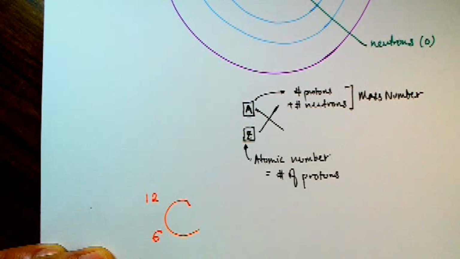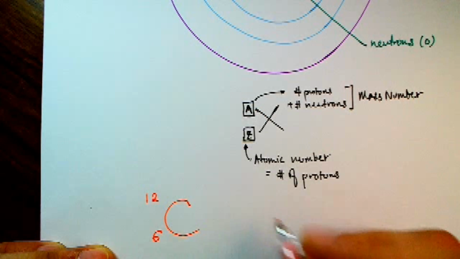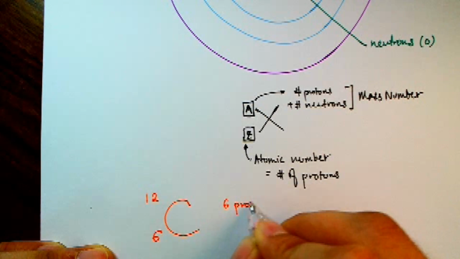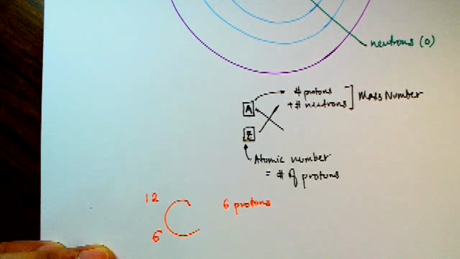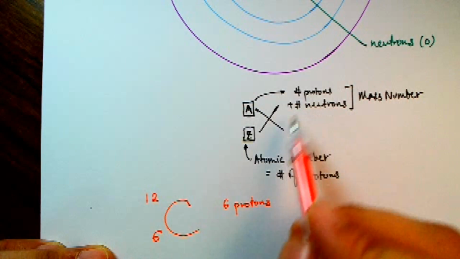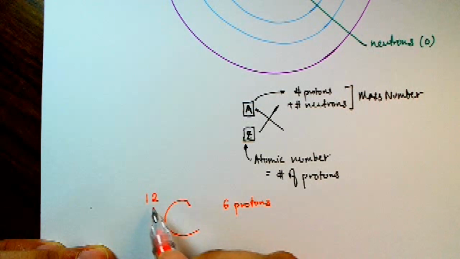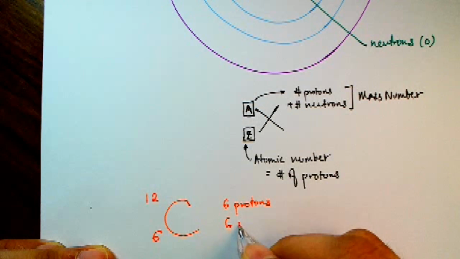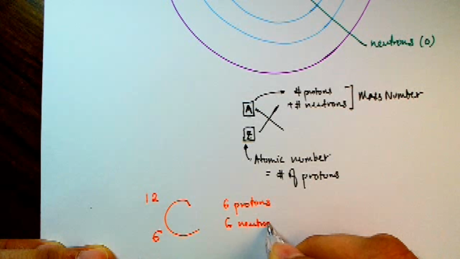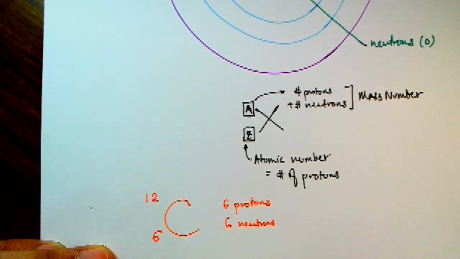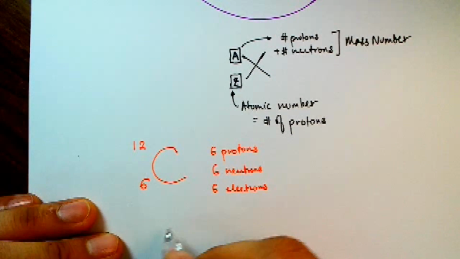So anyway, back to this carbon atom. The bottom number is 6. This tells me that this carbon atom has 6 protons, and the top number is 12. Now remember, the top number is protons plus neutrons, so if I subtract the bottom number from the top number, I get 6. So I get 6 neutrons for this guy, and if it's neutral, I will also have 6 electrons.